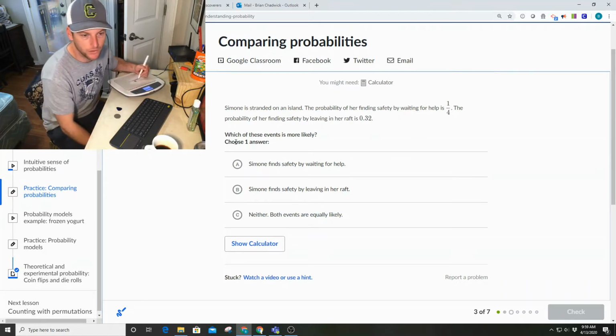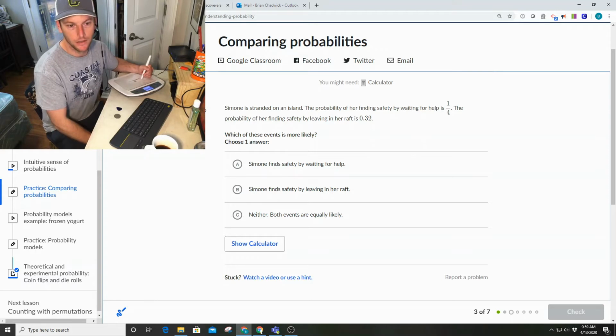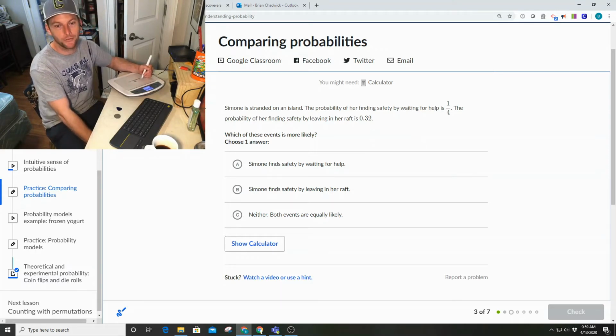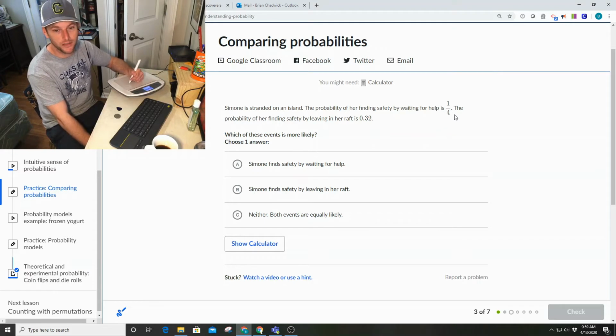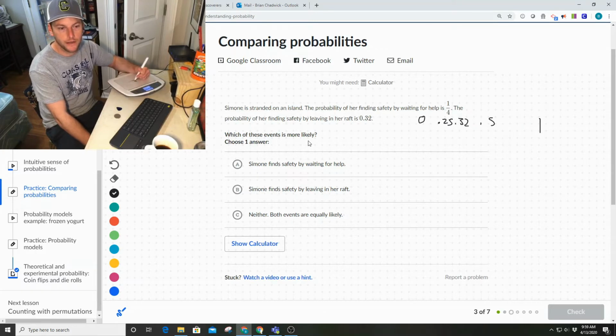All right. Simone is stranded on an island. That's awful, Simone. Feels like we're all stranded on an island right now. The probability of her finding safety by waiting for help is 1 out of 4, which is a 25% chance. How do I know that? I do 1 divided by 4, and that gives me 0.25, which is the same as 25%. The probability of her finding safety by leaving in the raft is 0.32. Now, if we're doing that 0 to 0.5 to 1, 0.32 is right here.